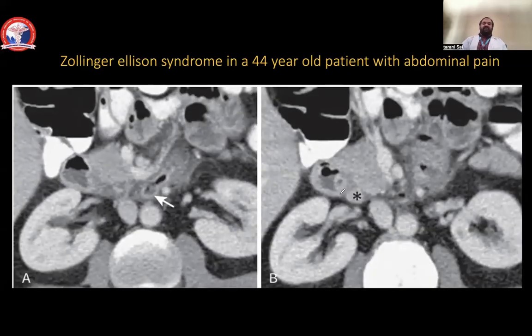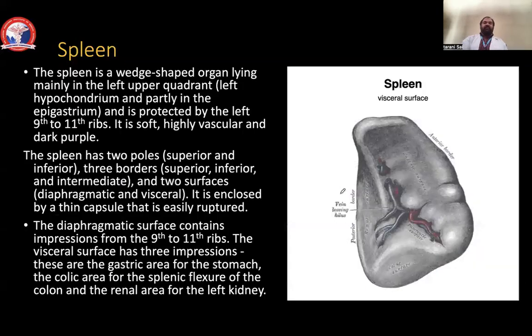These both are axial CECT images taken in the venous phase, showing a mildly enhancing mass noted in the gastrinoma triangle in the case of Zollinger-Ellison syndrome.